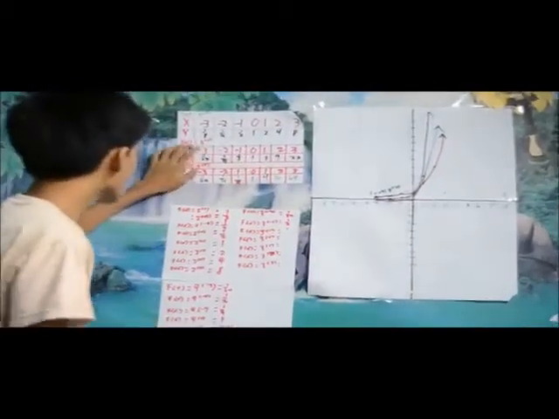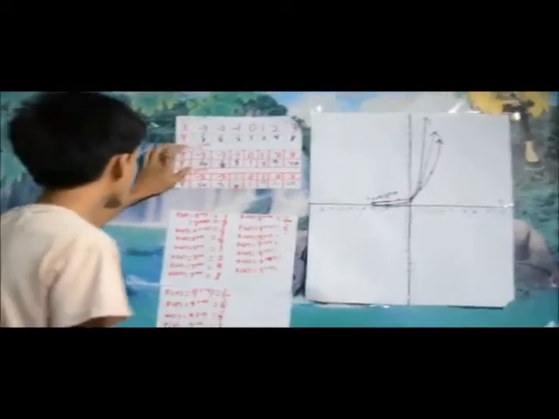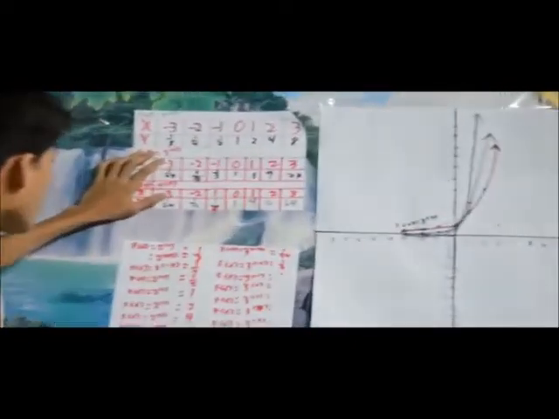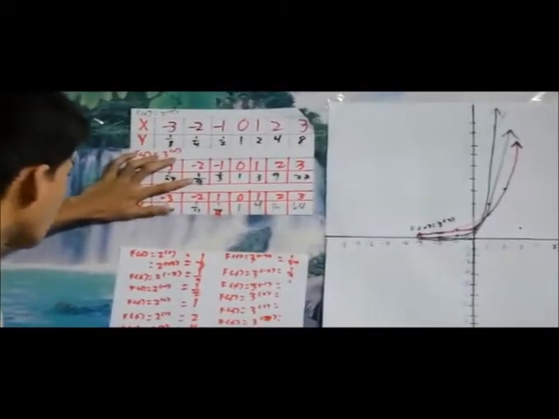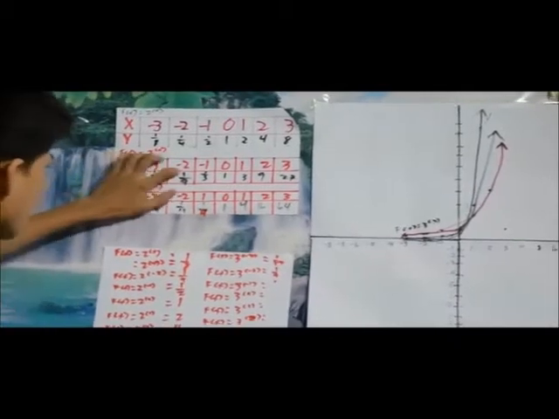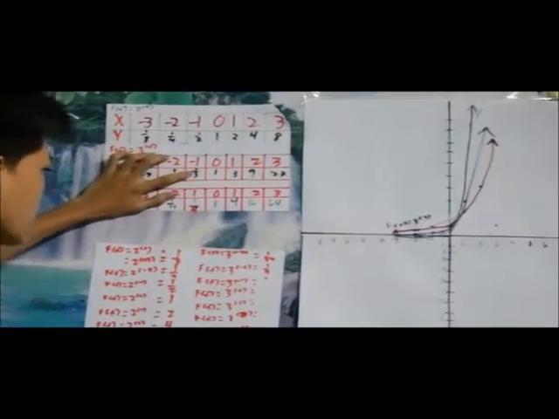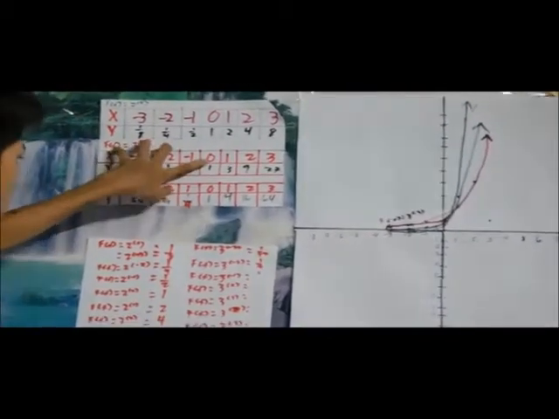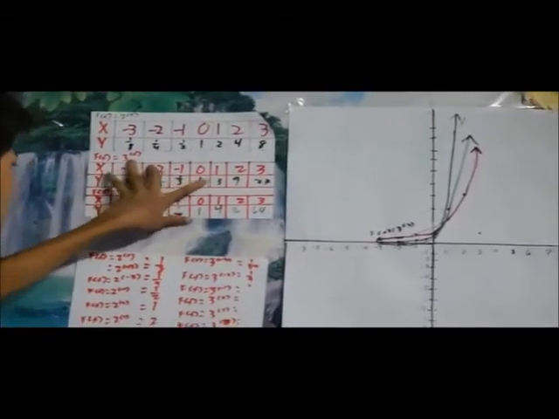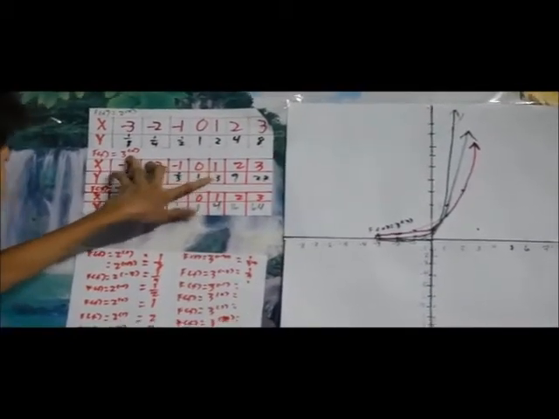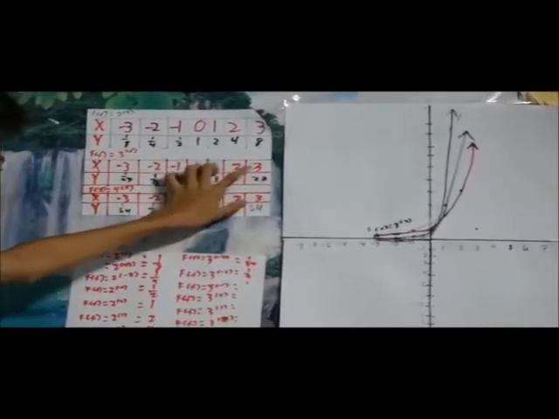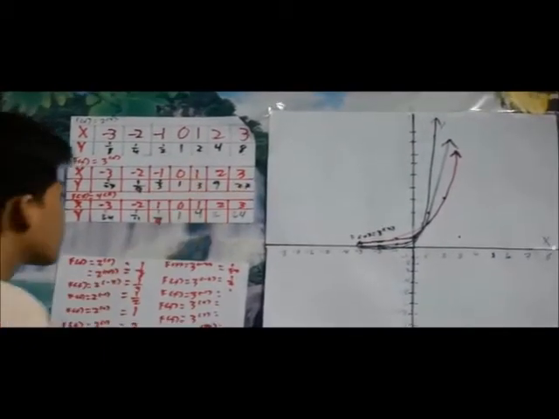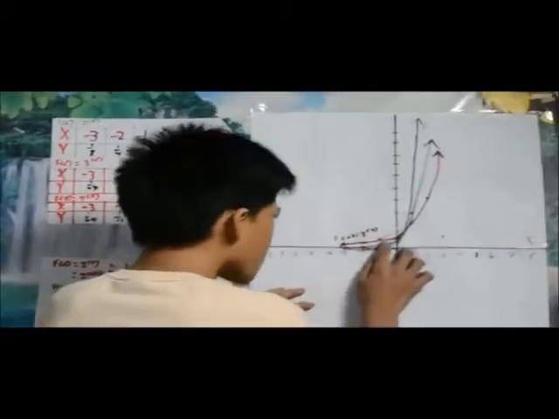And then the second problem is 3 raised to x. 3 raised to negative 3 is 1/27. 3 raised to negative 2 is 1 over 9. 3 raised to negative 1 is 1/3. 3 raised to 0 is equal to 1. 3 raised to 1 is equal to 3. 3 raised to 2 is equal to 9. 3 raised to 3 is equal to 27. The second graph is colored blue.